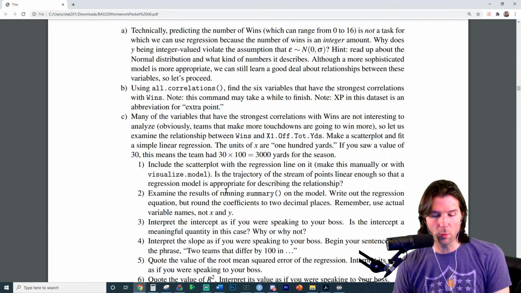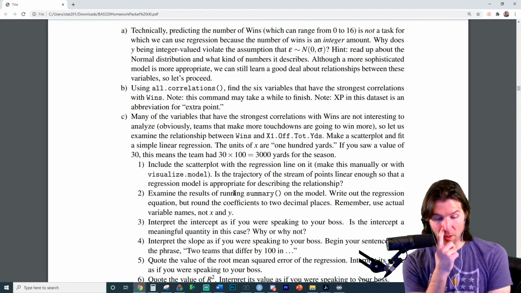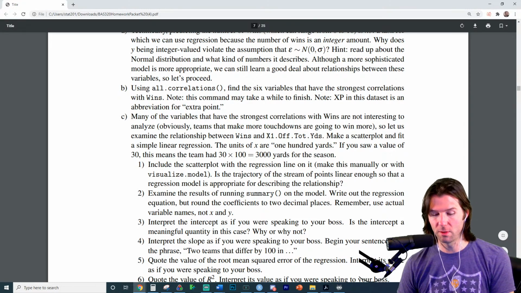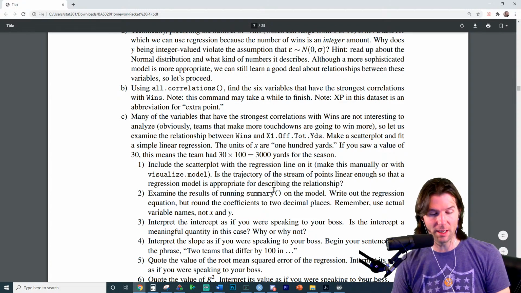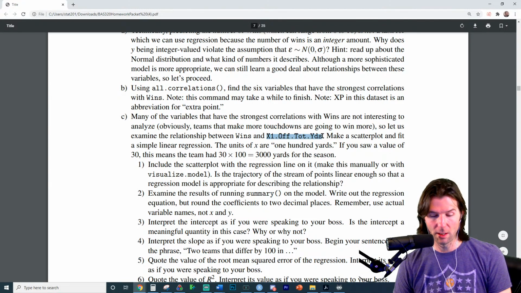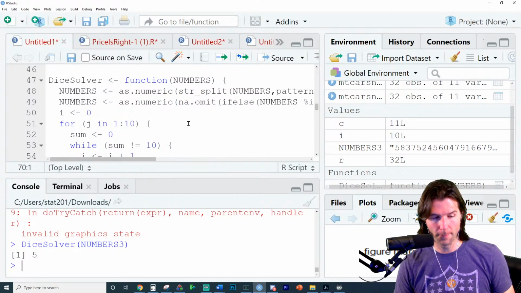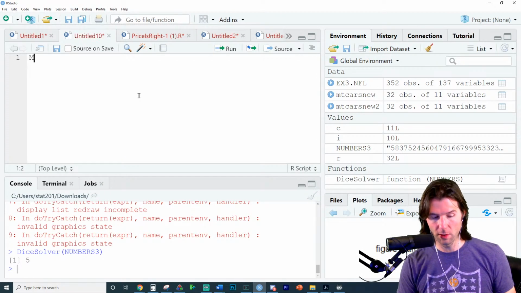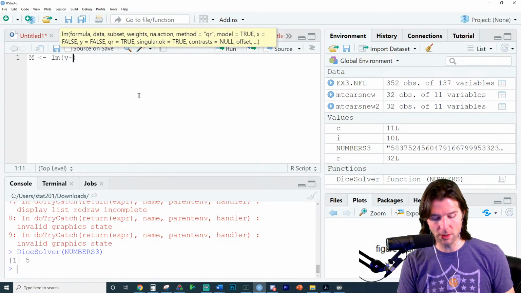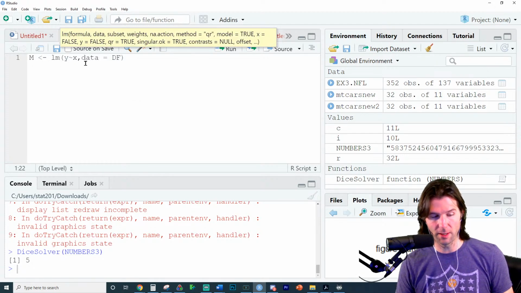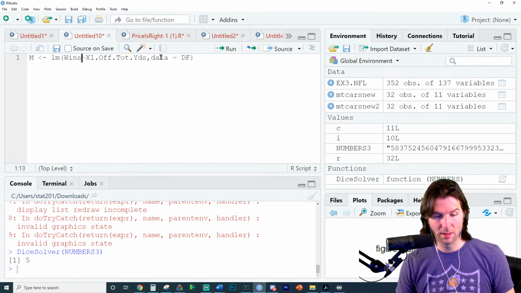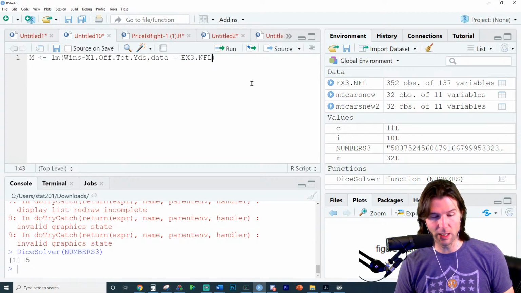Okay. Include the scatter plot with the regression line on it. Make this manually or with visualized models. Is the trajectory of points linear enough so that the regression model is appropriate for describing the relationship? Yeah, let's do that. Let's make the plot. This is a really good problem to start with, because we're just going to take the variable names and go over here to R. To make a linear model, we're going to save into lm: Y tilde X, comma, data equals the data frame name. The name of the Y variable is wins, and the data frame is the EX3 NFL data frame.